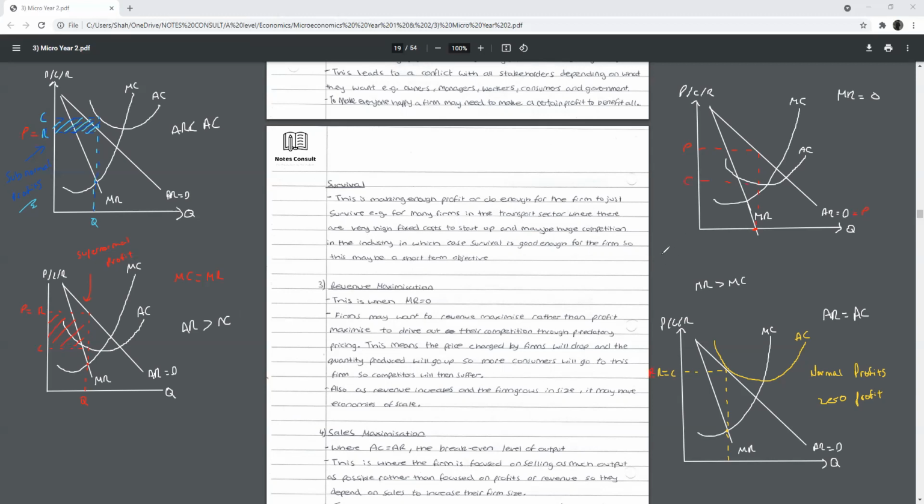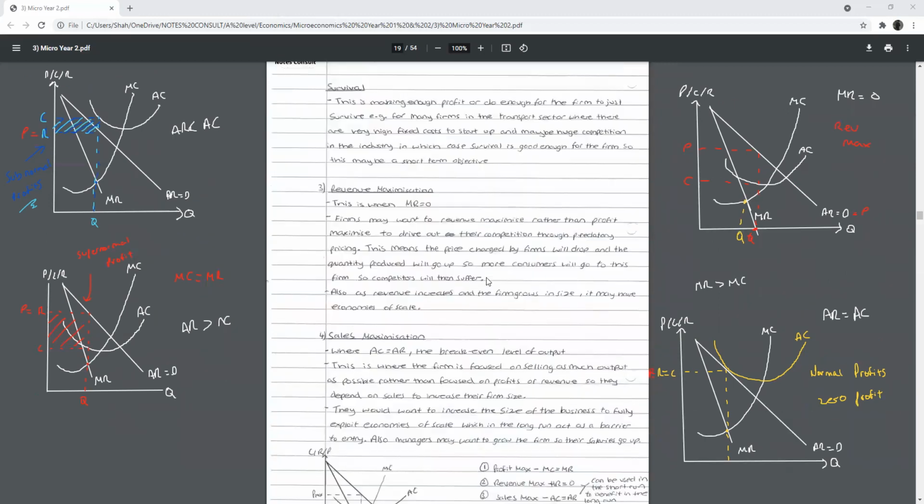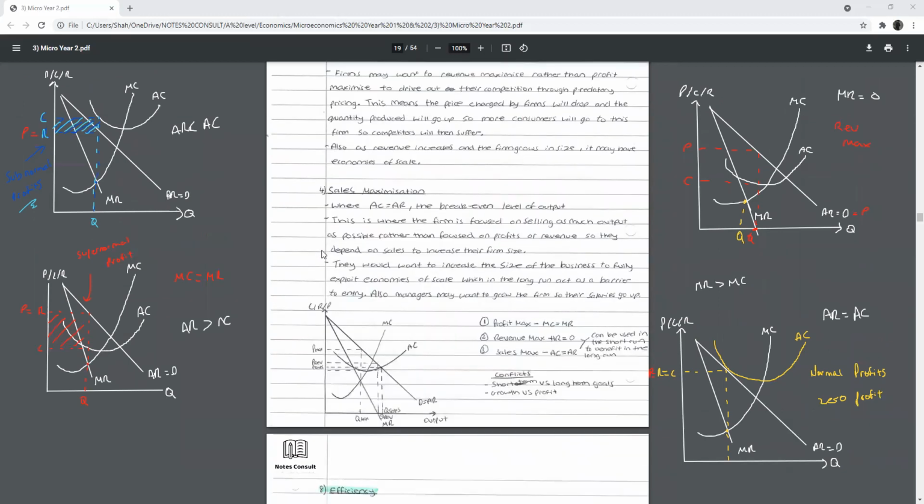So I'm actually making supernormal profits here because of my AC curve, but I'm producing more than if I was to profit maximize, which would be at MC equal to MR. MC equal to MR would be at this point here at this quantity, but I'm producing at this quantity where MR is equal to 0. So this is revenue maximizing, revenue max. This is getting as much revenue as possible. That's the objective, not profit maximizing.